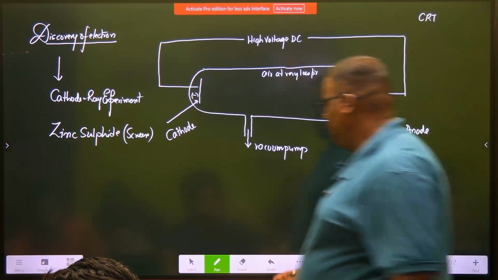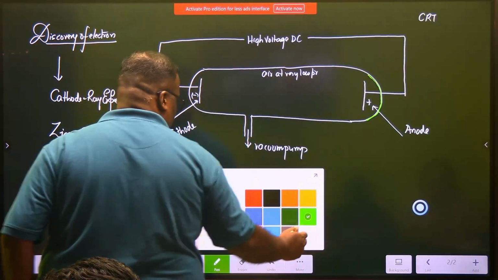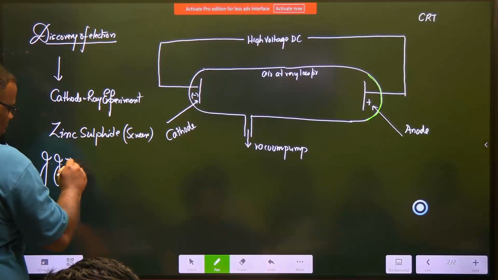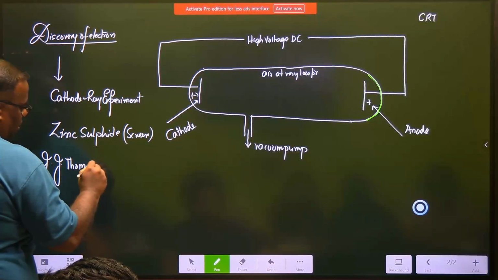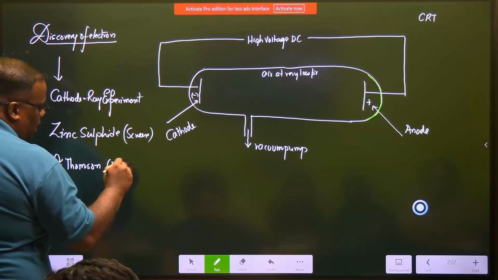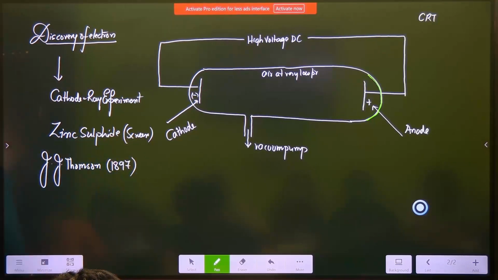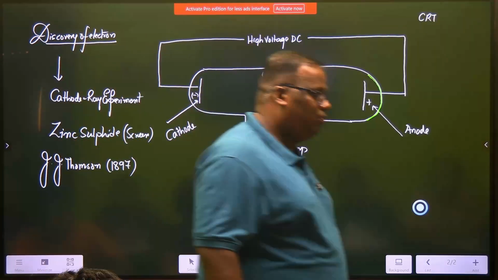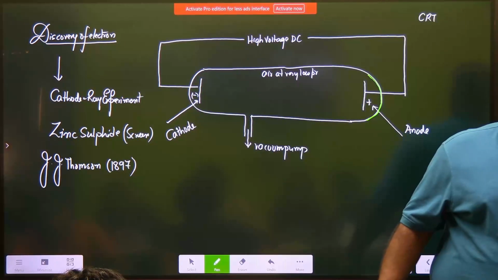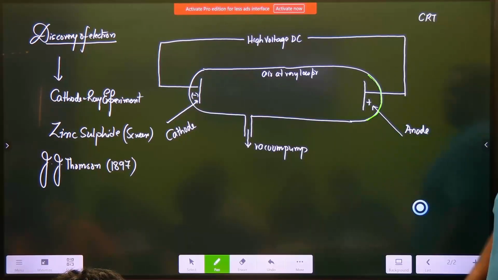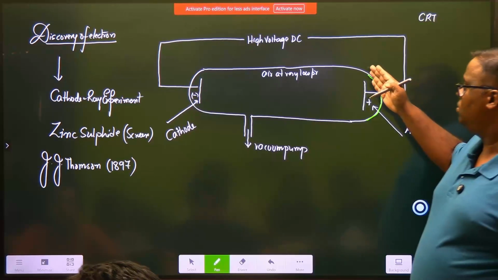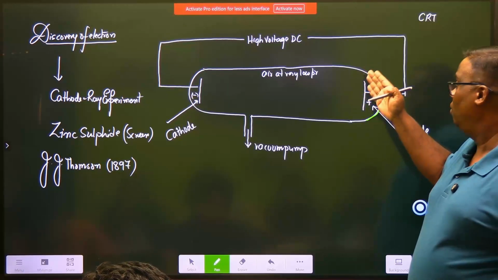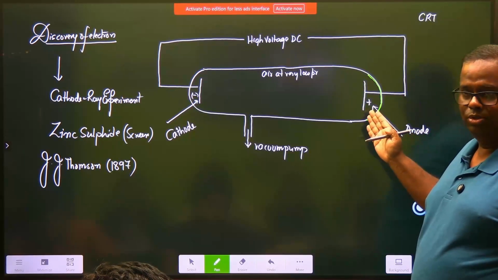This setup and experiment is actually attributed to the person named J.J. Thomson. The year is around 1897. J.J. Thomson found that when this setup was done, there was a glow that was observed behind the anode, right?